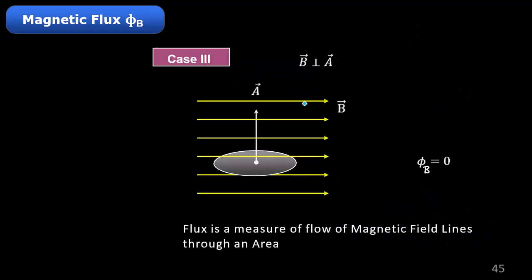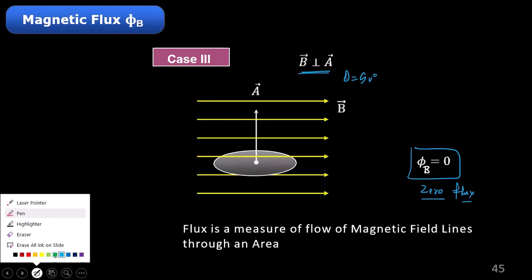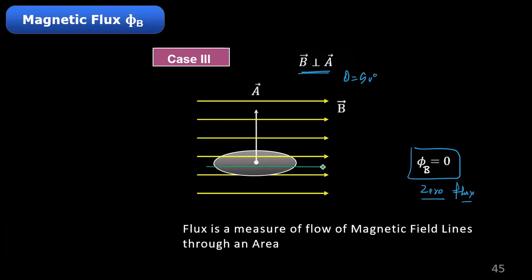Now the third situation is that if the B vector and A vector are perpendicular, then theta becomes 90 degrees, so cos theta becomes 0. So there is zero flux. Zero flux means no magnetic field lines are crossing the surface. All the field lines are passing along the surface like this. They are not crossing, they are touching.